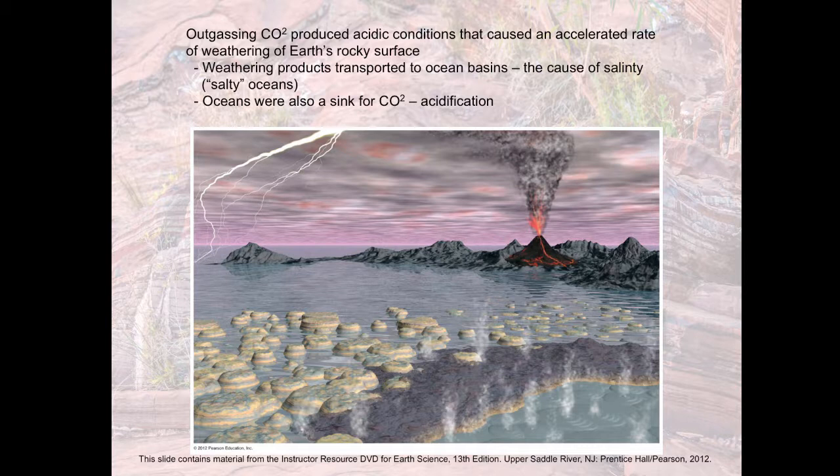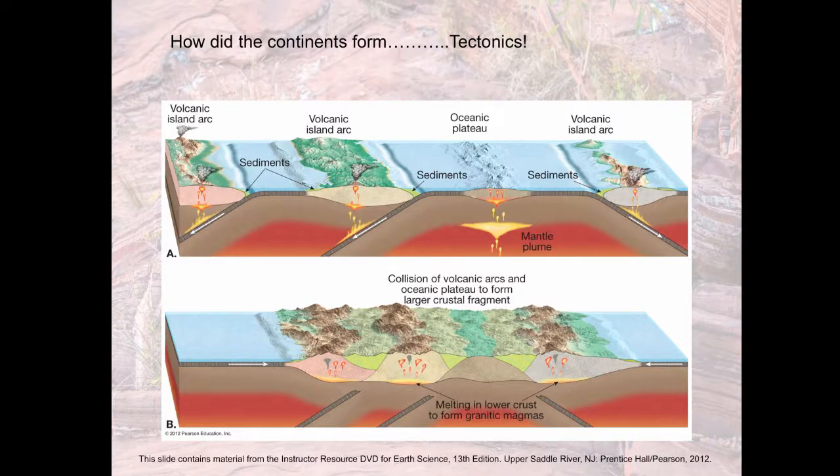Oceans were also a sink for carbon dioxide. So as the carbon dioxide concentration in the atmosphere increased, water has a tremendous ability to dissolve gas phase carbon dioxide, remove it from the atmosphere, and balance out or equilibrate those levels. This became important for the formation of later biological organisms that use calcium carbonate to generate their cellular structure, or their shell structure, their skeletal structure.